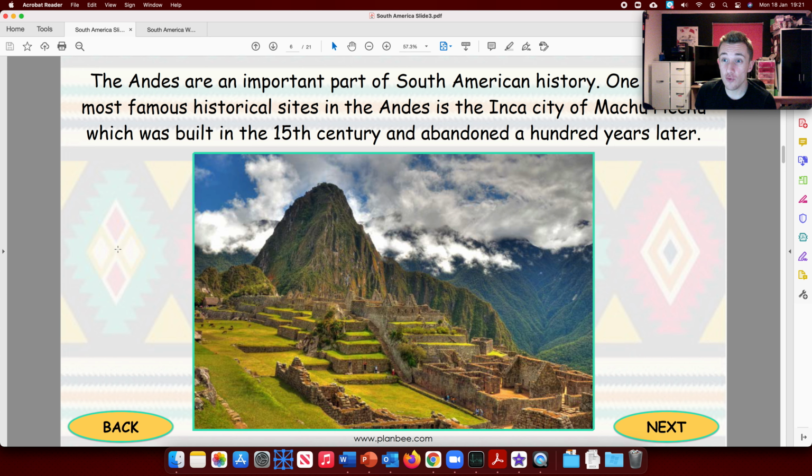The Andes are also a really important part of South American history. And if you think about a history topic, the Mayans, that's all linked to South America. One of the most famous historical sites in the Andes is the Inca city of Machu Picchu, which you may have heard of. And one of the links on the virtual tour is about Machu Picchu. So I'd really recommend going and having a look at that.